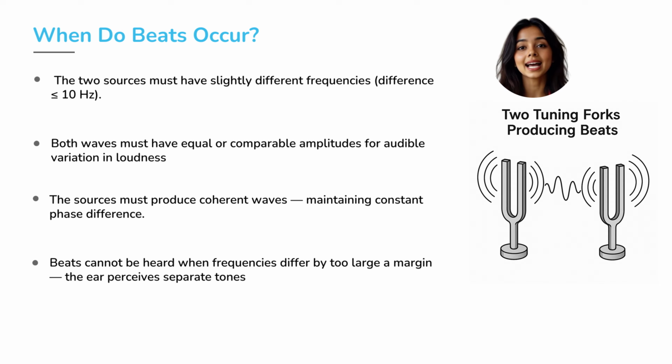If the frequency gap is too big, your brain stops hearing beats and starts hearing two separate notes. That's why tuning a guitar or violin works best when the two strings are almost in tune. You can actually hear the beats fade away as you reach perfect harmony.